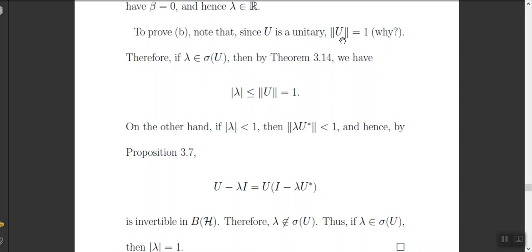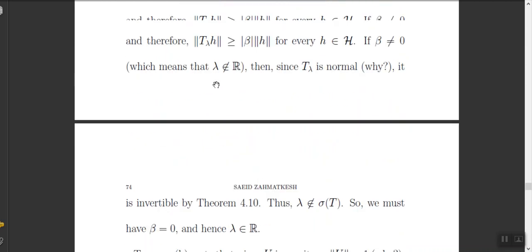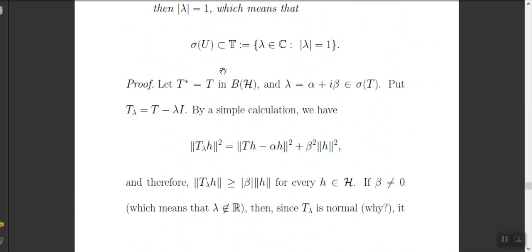Why is it like that? Again, this one is not difficult. I leave it to you as an exercise to check that the norm of U is 1. Now we are going to prove this.